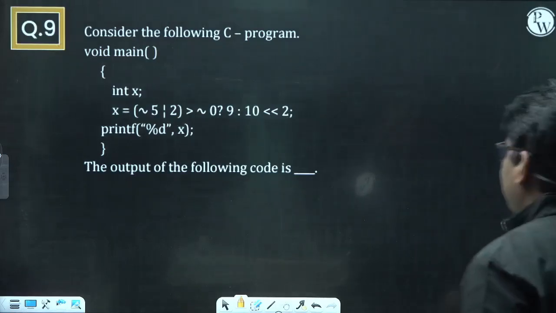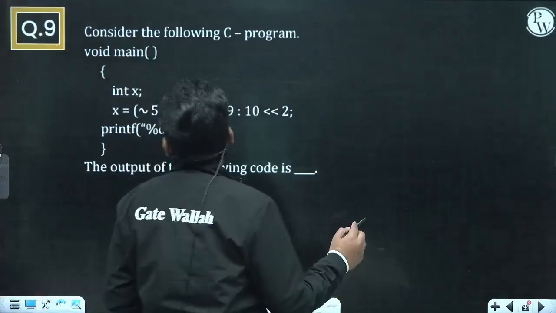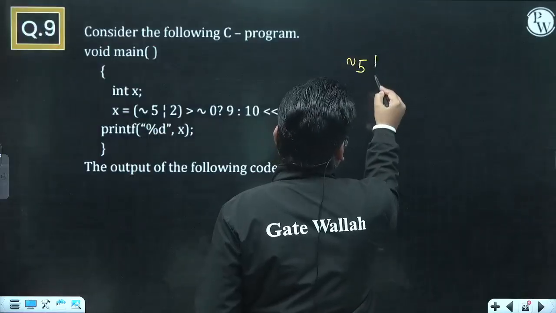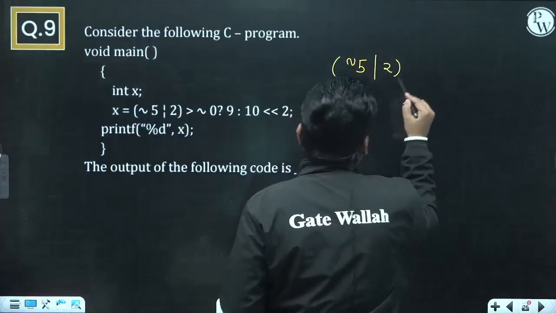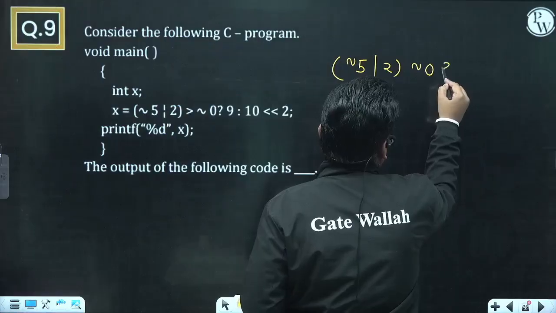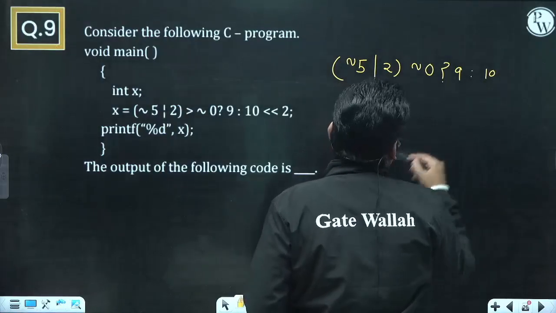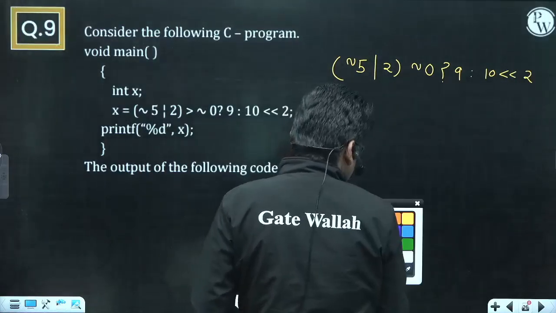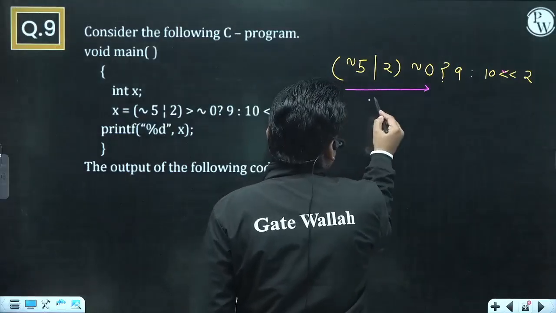Okay, tell me, what is the first expression? 5 or 2, bracket is there, greater than negation of 0, question mark 9 colon 10 left shift 2. Before the question mark we have expression 1. So can I say this is expression 1?